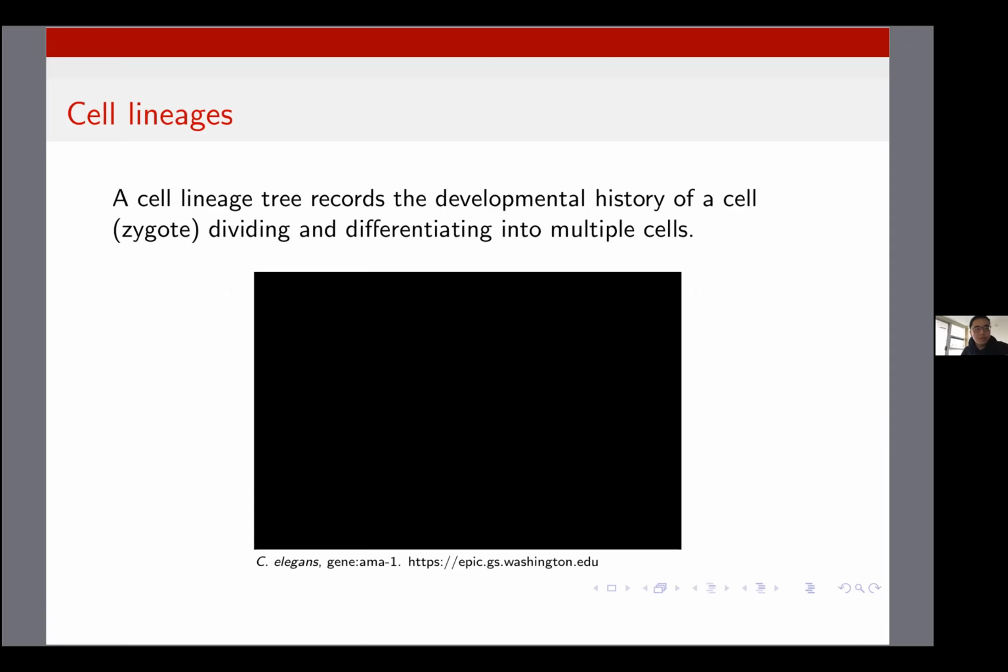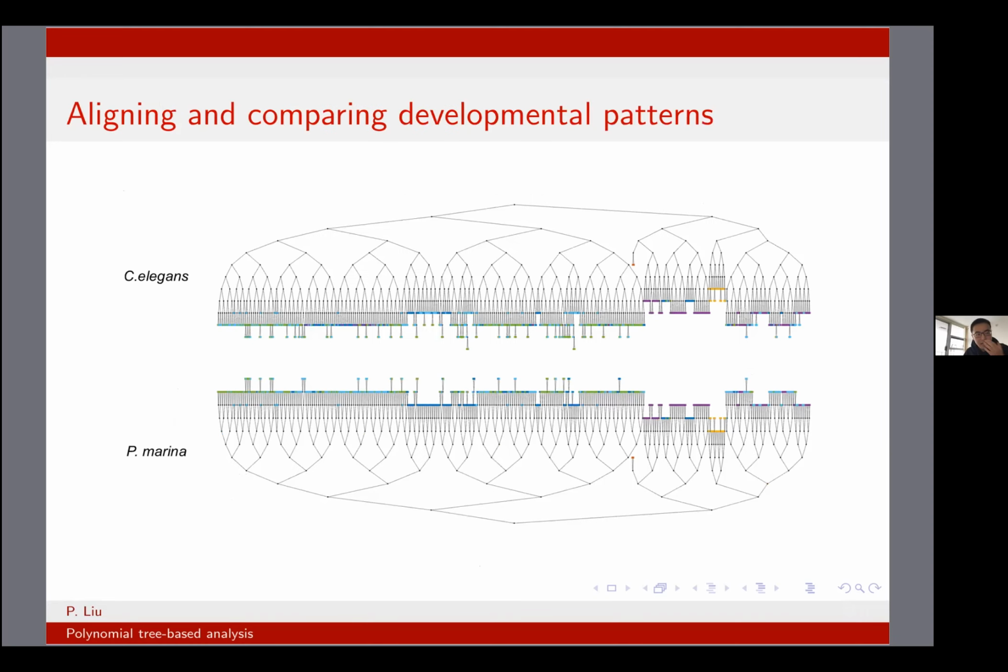All right, so in this example, we're basically talking about cell lineages. That is how one cell divides and differentiates into multiple cells, and that whole process can be represented by a tree. So now we have two worms. C. elegans is the round worm, and the P. mariana is another type of worm. I don't remember which one it is.